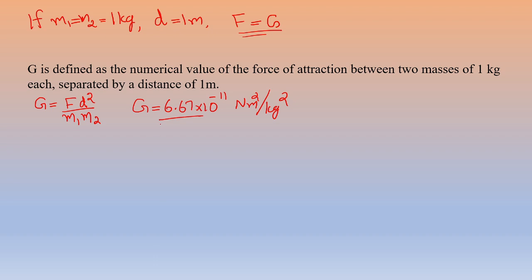Because of this value, we can see that the gravitational attraction between small bodies is very negligible. However, if the masses become very large, as that of the sun and the other planets, the gravitational force becomes very large in spite of the larger distance between them.